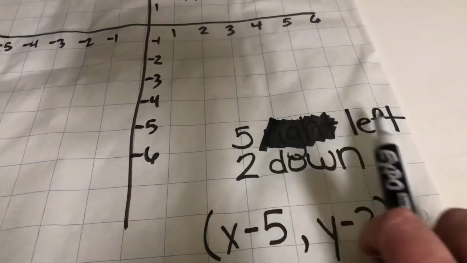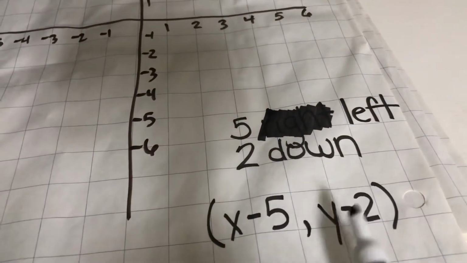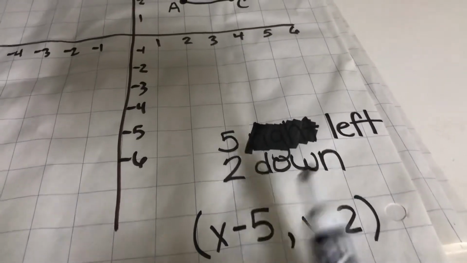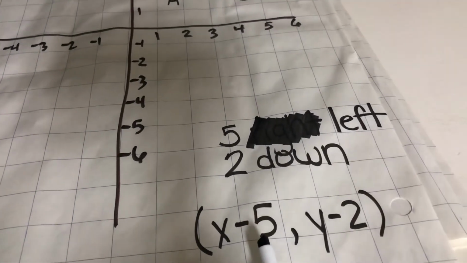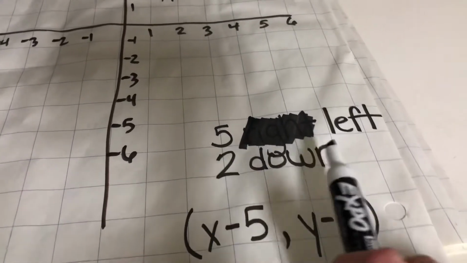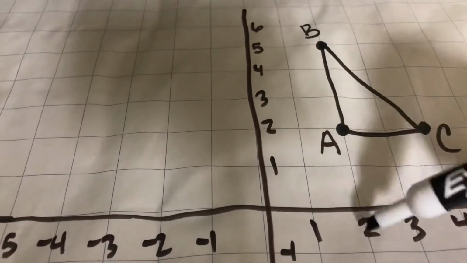Now, according to my instructions, I want to go 5 left and 2 down. And if I want to look at the algebra of it, I want to go x minus 5, because left is a negative movement, x minus 5, and 2 down. And down is a negative movement, so I want to go y minus 2. So let's go back up to our points. We're going to start with point A. So with point A, it is currently at 2, 2.